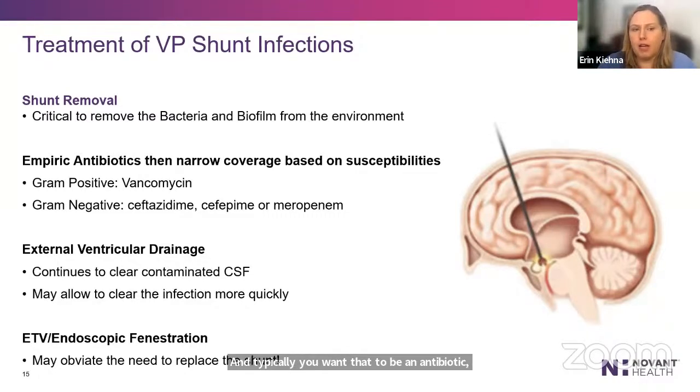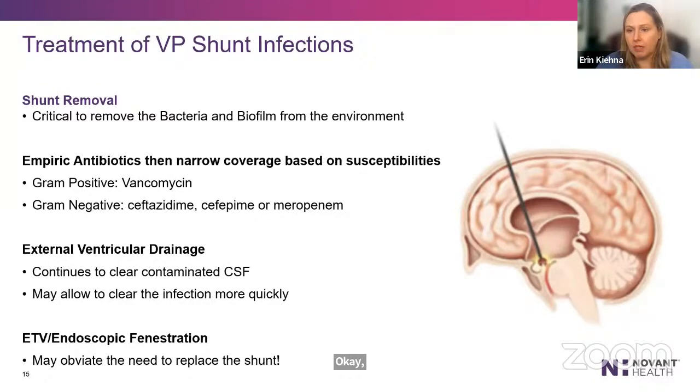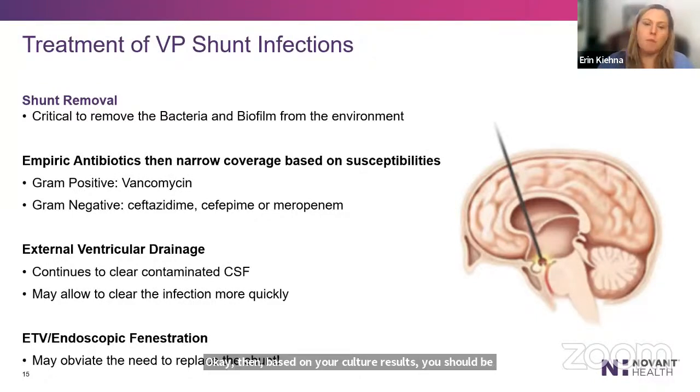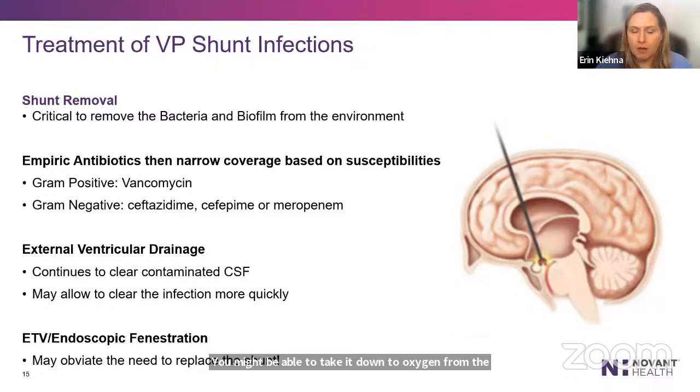We start with empiric antibiotics. For gram-positive, vancomycin. For gram-negative, ceftazidime, cefepime, or meropenem are our top choices because, quite frankly, they should kill everything that's bacterial. Then based on your culture results, you should be able to narrow your coverage. Based on where you live and the prevalence, if you don't have MRSA in your community, you might not need to use vancomycin. You might be able to take it down to oxacillin from the start. But if you're concerned about MRSA in your patient populations, then you should go to vancomycin.